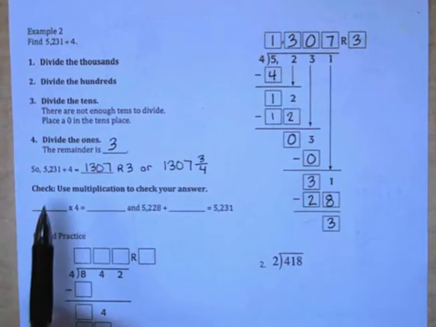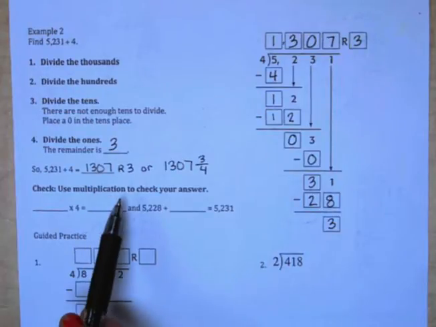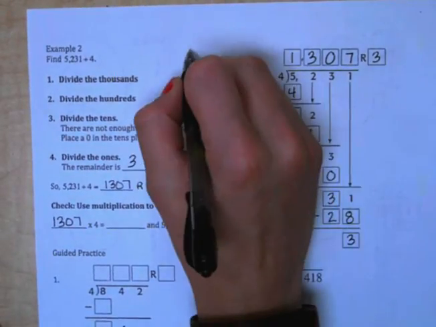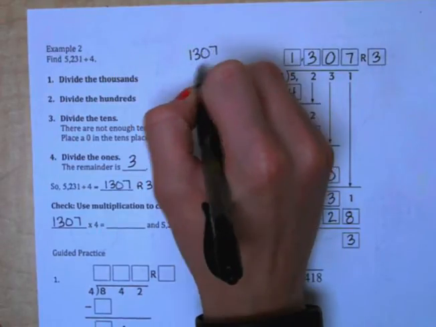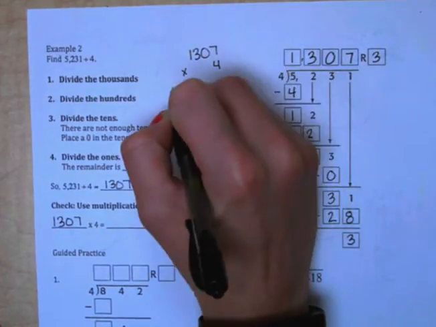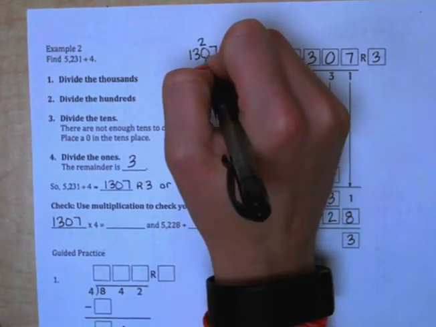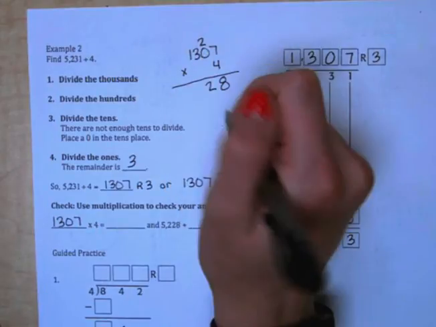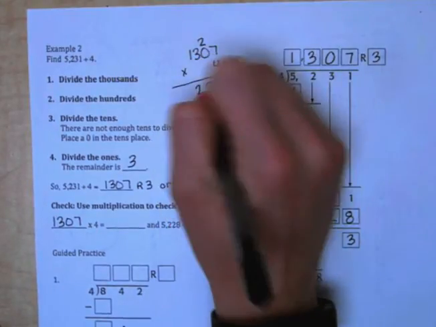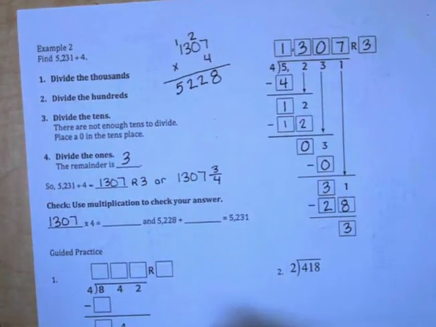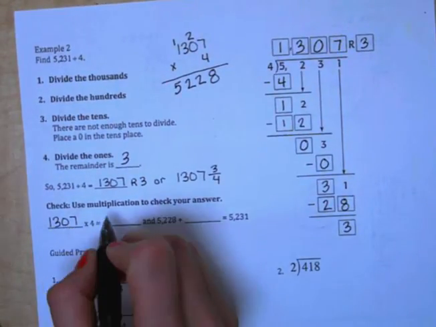All right, in this example, we're going to use the multiplication to check our answer since we didn't estimate. So we have 1,307 times 4. We can go ahead and do our work right up here. Four times 7 is 28. Carry the 2. 4 times 0 is 0. Plus 2 is 2. 4 times 3 is 12. Carry your 1. 4 times 1 is 4. Plus 1 is 5.